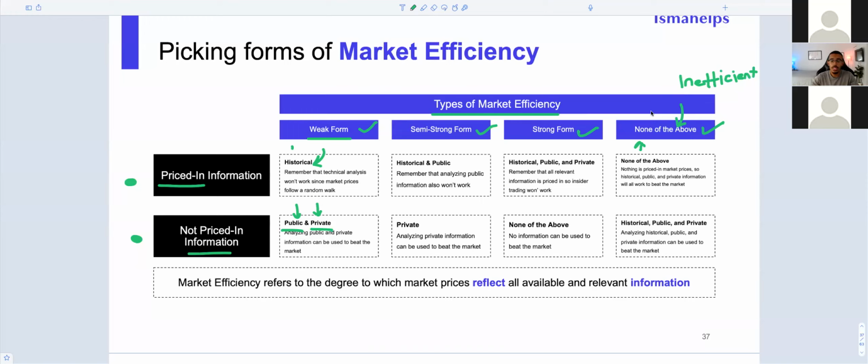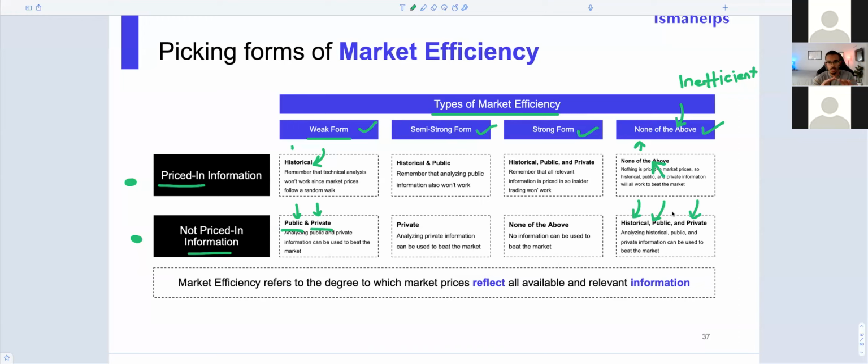All right, so this means that no information is being priced in, none at all. Historical information, public information, and private information is not priced in the stock market. So what does this mean? This means that investors could benefit, right? They could yield some abnormal returns by using historical prices, public prices, and private information to their advantage.